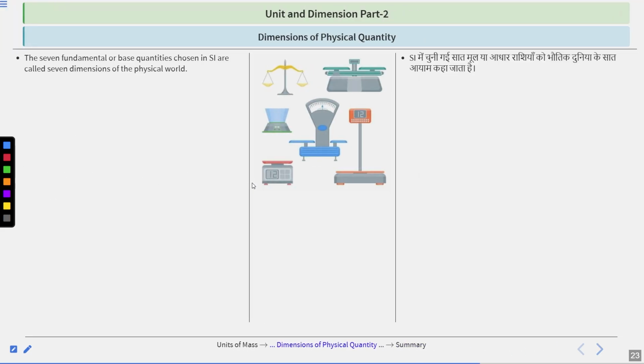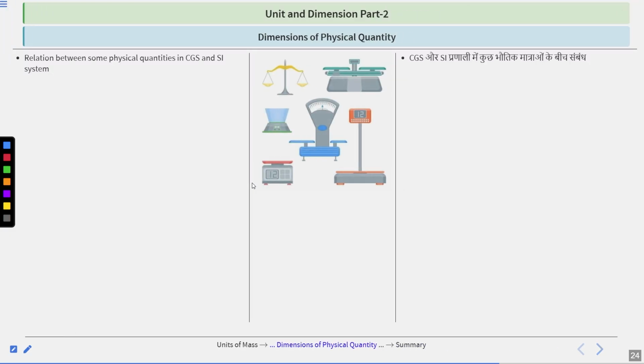Now dimensions of physical quantity. The 7 fundamental or base quantities that were chosen in SI are called the 7 dimensions of the physical world. They are generally denoted with the square brackets that you can see over here.